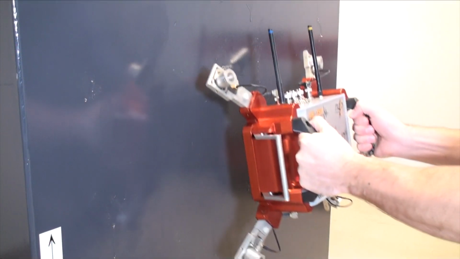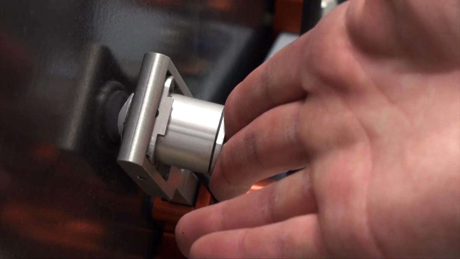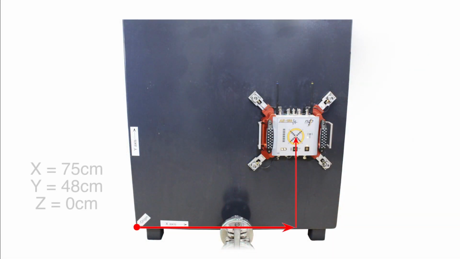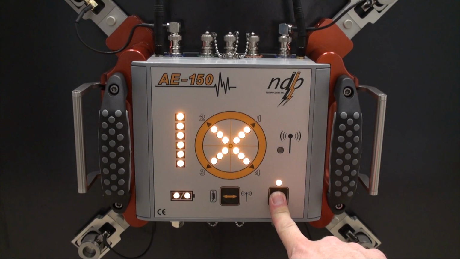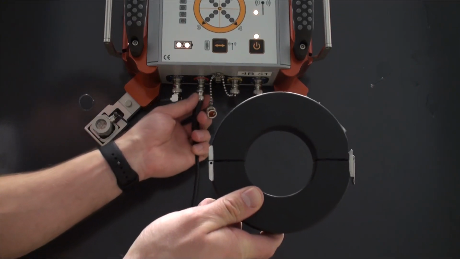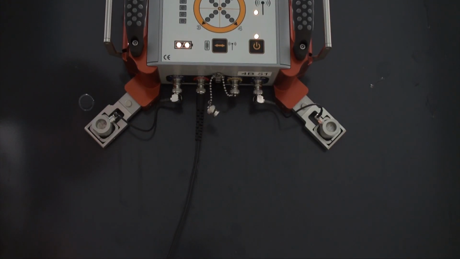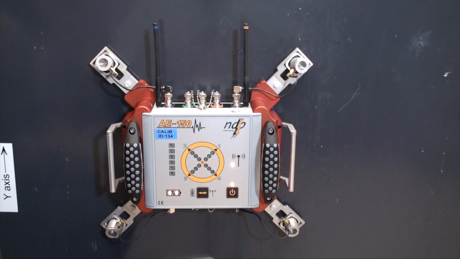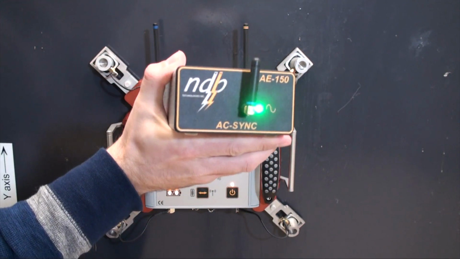Mount the AE-150 on the tank and press each acoustic sensor to ensure optimal contact. Measure the location of the instrument on the tank from the point of origin and keep the values for later. Turn on the instrument. Connect the HFCT test leads to the AE-150 PD input connector and attach the sensor around the transformer's ground cable. Install the wireless synchronization module in proximity of the instrument.